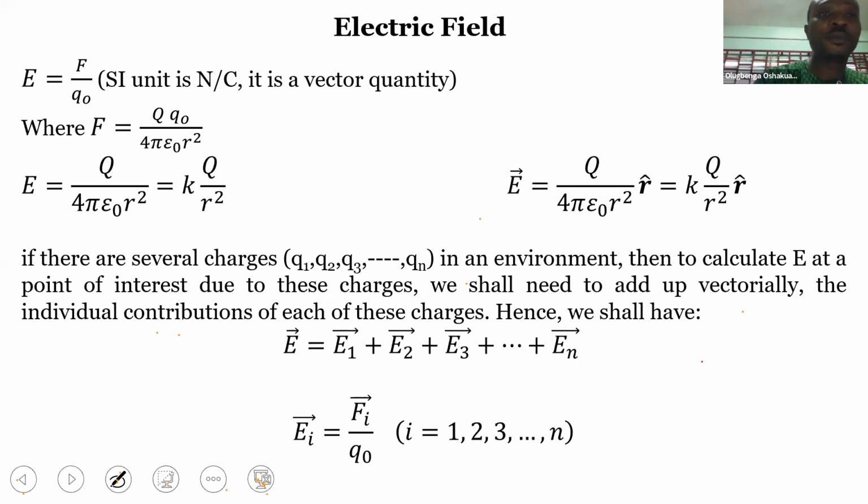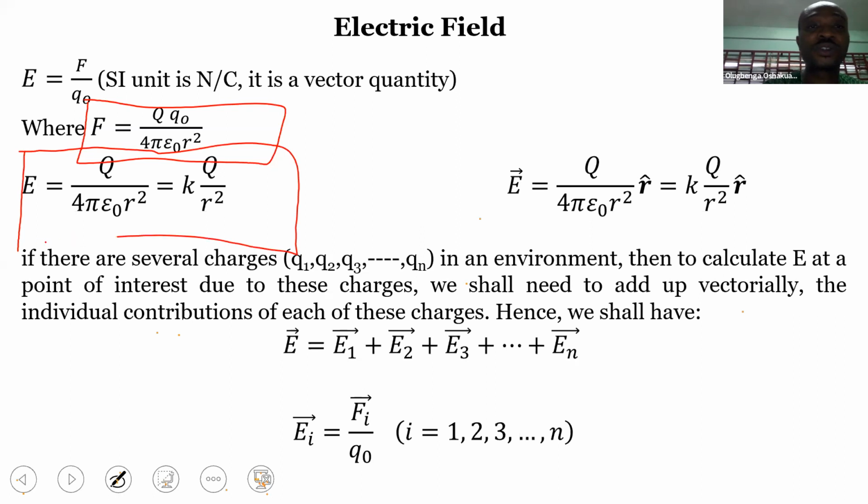So a simple formula to describe electric field: by now we should be conversant with the formula for electric force, which comes directly from Coulomb's law, Q Q naught over 4 pi epsilon naught R squared, or you say K Q Q naught over R squared. We can bring out an expression for electric field by dividing F with Q naught, and we have these beautiful expressions down here.